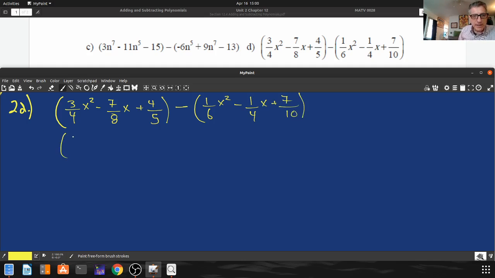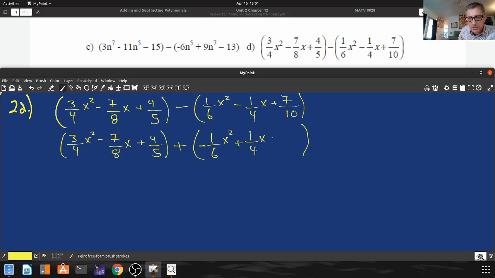So again, I just recopy down. The first polynomial doesn't change at all, but I'm going to change the minus sign to a plus, and as a consequence, I'm going to change the sign of every term in my first line, what's in parentheses. So that becomes minus 1/6 x squared. This becomes plus 1/4 x, and this becomes minus 7/10.